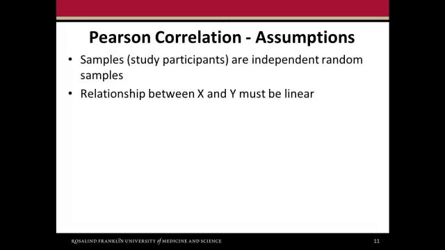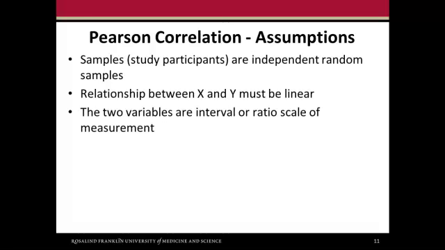With Pearson correlation, we have some assumptions, including that our study participants are independent random samples from the population, and that the relationship between X and Y must be linear. In your textbook, it shows some examples where it's not linear, but to do a Pearson correlation and look at the correlation coefficient R, it has to be linear. The two measurements have to be on an interval or a ratio scale of measurement, so they're continuous scales, not categorical. The two measures are normally distributed.